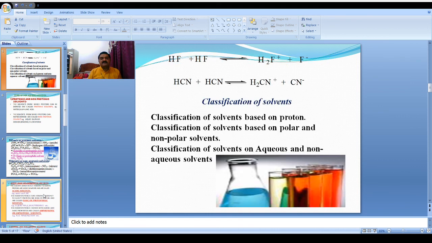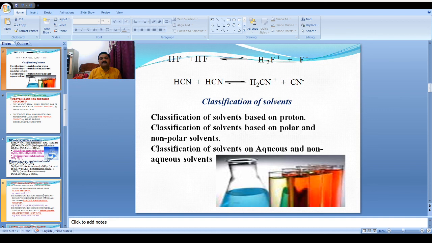The next one is HF plus HF. It forms H2F positive cations and fluoride anions here. And another last example is hydrogen cyanide plus hydrogen cyanide. It gives cyanide cation and cyanide anions.